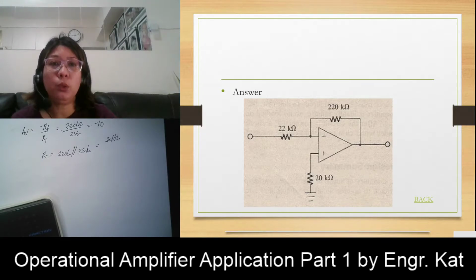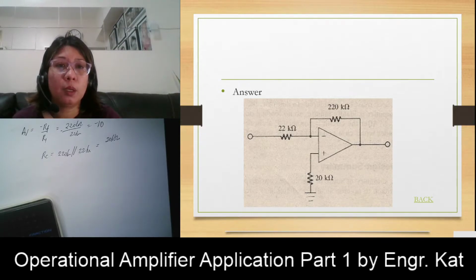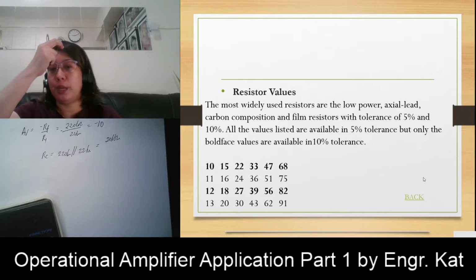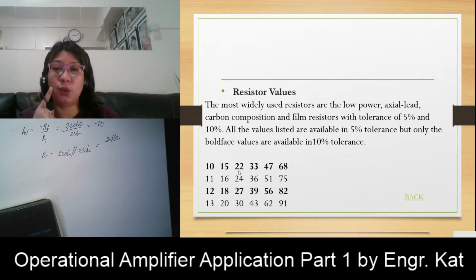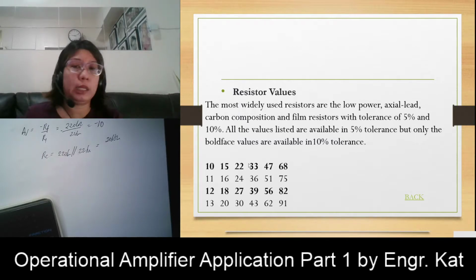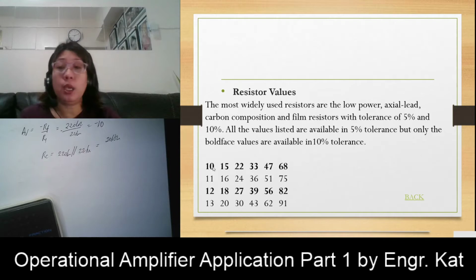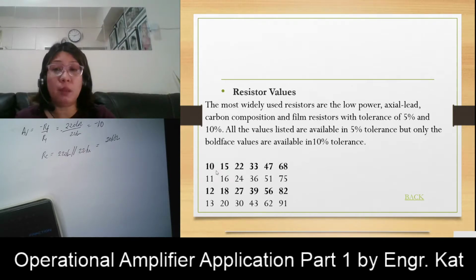If we look back at our resistor values, this is your value, 220 kilo ohms, and we make use of 22 kilo ohms. Actually, we can make use of values from this 22 up to 51 here. So we can also use this one. We can use 100 kilo ohms divided by 10k.